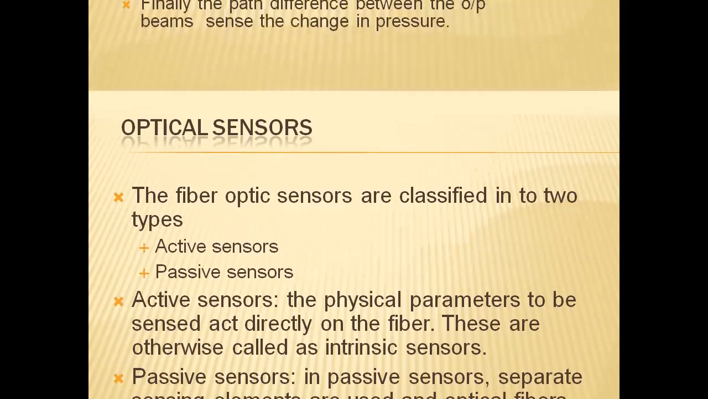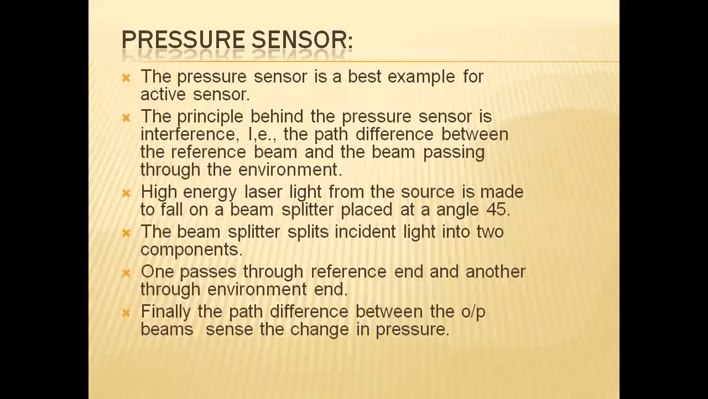Coming to the active sensor, the best example is a pressure sensor, where you are supposed to use an optical fiber cable to sense the pressure of the objects. The principle behind this pressure sensor is interference, that is the path difference between the reference beam and the beam passing through the environment, that will give you the pressure applied over there. High energy laser light from the source is made to fall on a beam splitter placed at an angle of 45 degrees. Then this beam splitter splits that incident light into two components. One passes through the reference end, another passes through the environment end. Finally, the path difference between them will sense the change in pressure.